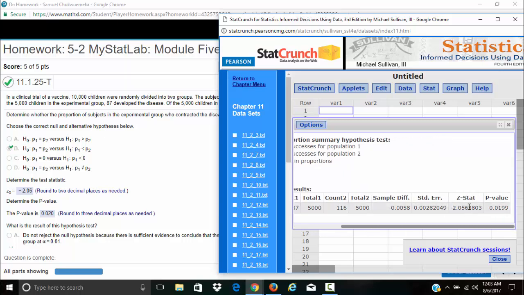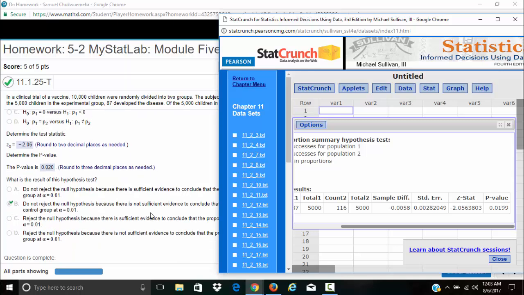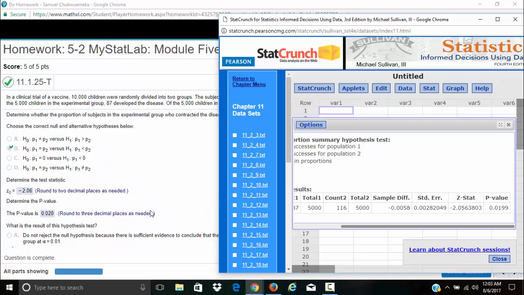You will notice here that the z-stat, the test statistic, is negative 2.06, and the p-value is 0.0199, which is 0.020 rounding to 3 decimal places. Okay, that's how you do it with StatCrunch.